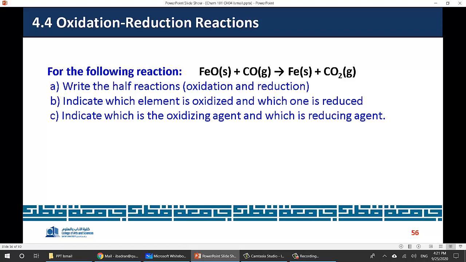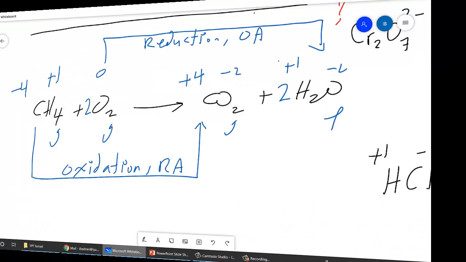For the following reaction, iron oxide reacts with carbon monoxide to form iron metal plus carbon dioxide. This reaction is used in the industry to produce iron, which is a very important commercial element, out of iron oxide, which is a cheap ore of iron. Here we need to write the half reactions, oxidation and reduction, indicate which element is oxidized and which one is reduced, and also indicate which one is the oxidizing agent and which one is the reducing agent.